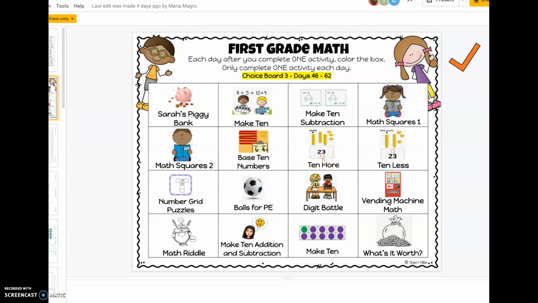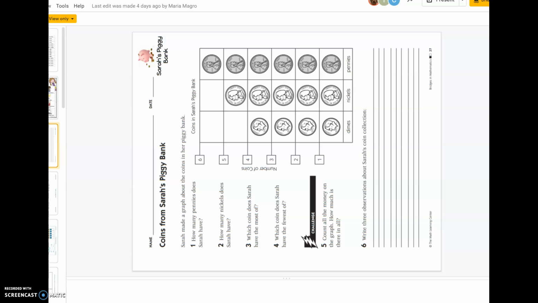So it's just like a revision. Digit battle, vending machine math, math riddle, math make 10, addition and subtraction again make 10. So it seems like make 10 is the most important thing on this choice board. So let's look at them.